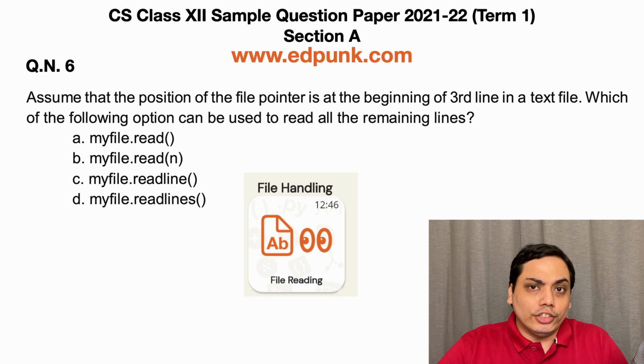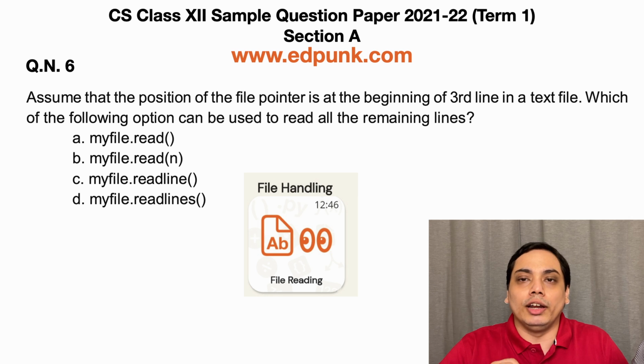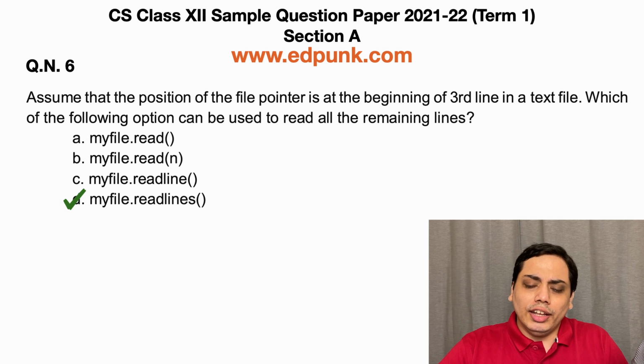Moving on to option D, myfile.readlines. In this case, myfile.readlines reads all the remaining lines, as mentioned in the question, where we have to read all the remaining lines, and it returns them in the form of a list of strings where each string is an individual line of the file. So this is the correct answer. So option D, which is myfile.readlines, is correct.